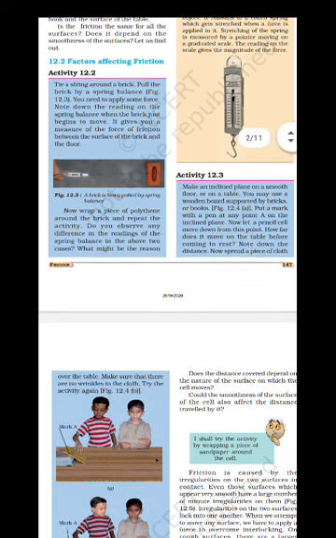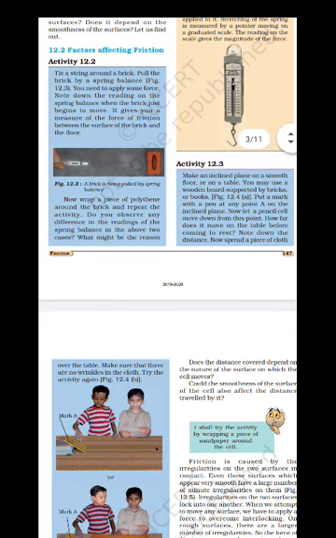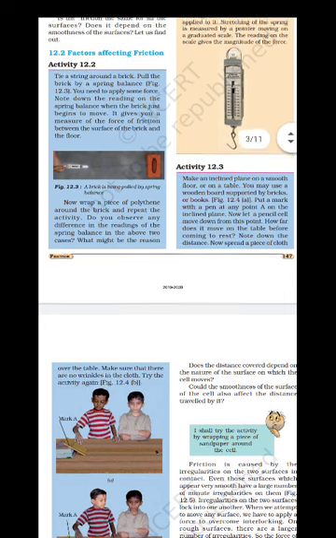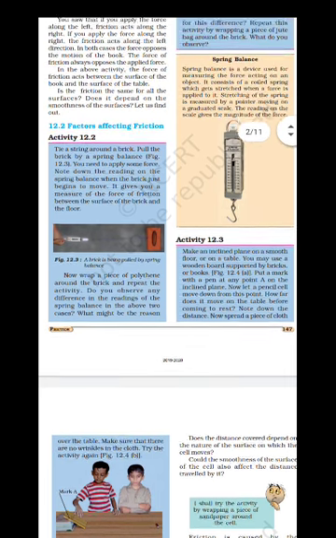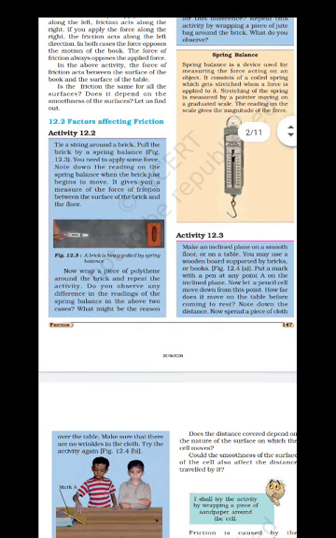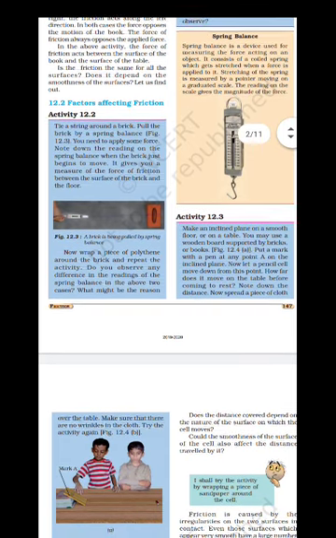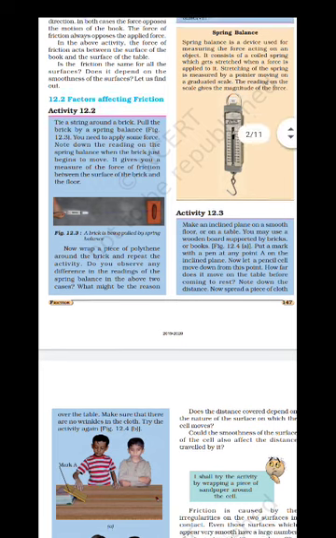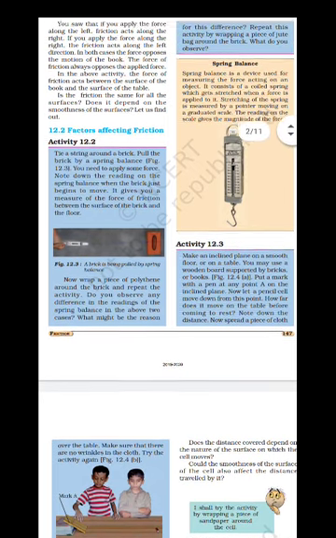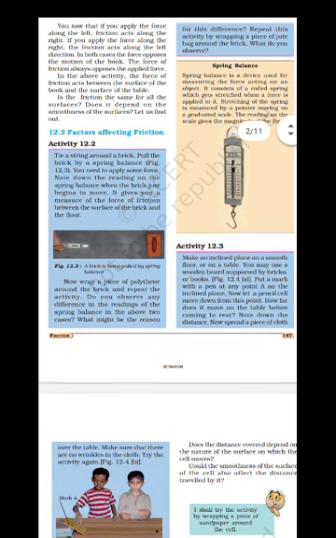Now, wrap a piece of polythene around the brick and repeat the activity. What will you observe? In the reading of the spring balance in the above two cases, there is a difference. What might be the reason? What do you observe? We see that the brick wrapped in polythene will move more easily. That means when the surface becomes smoother, the less force has to be applied to pull the object, isn't it?